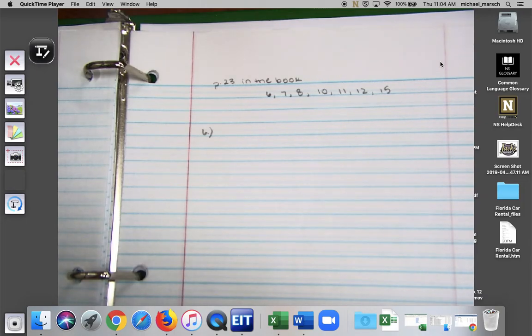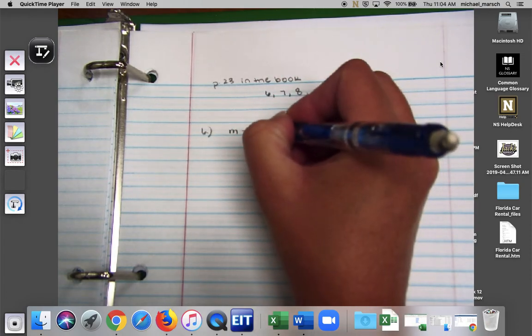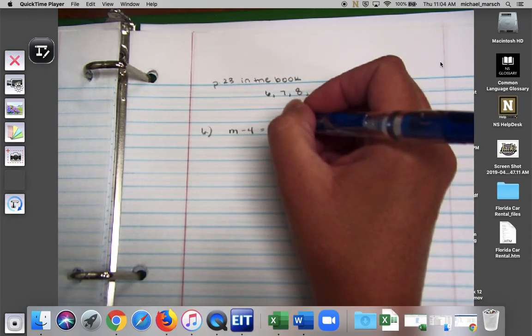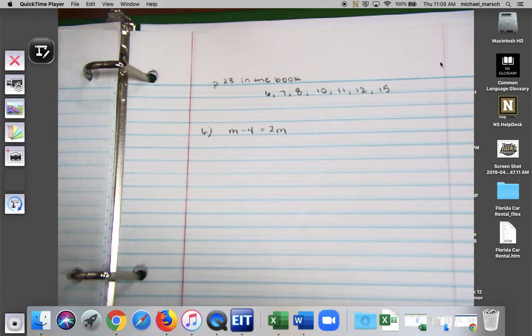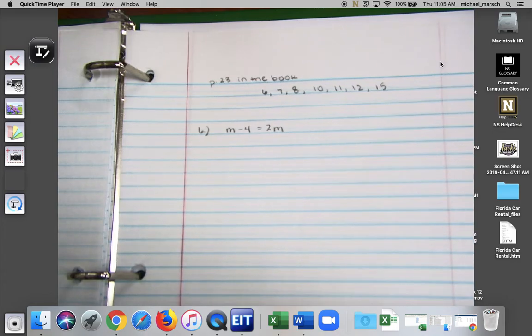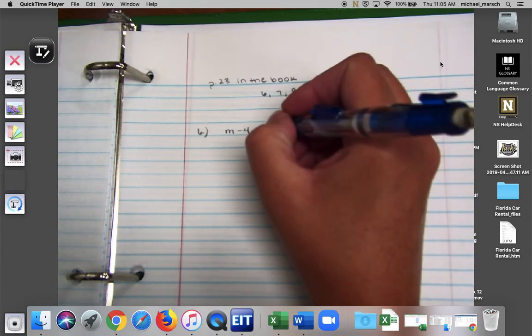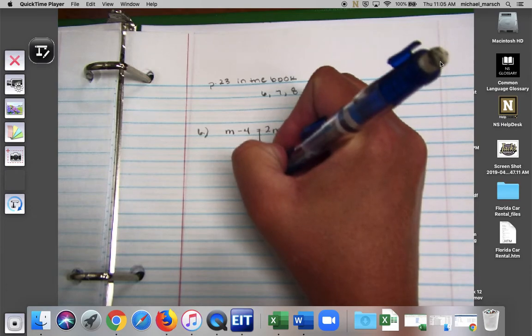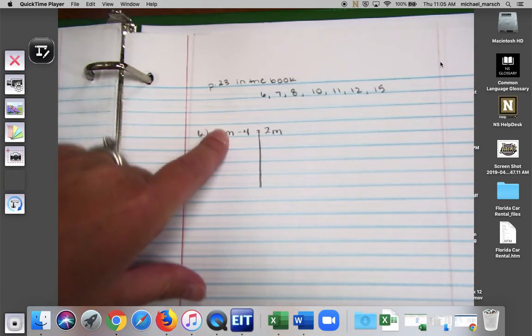What is it, Marissa? M minus 4 equals 2. Is it M or N? M. Okay. So here's our first equation. Everybody should have this written on their page. Okay. So I'm going to draw my wall of equality. Someone tell me what's hiding in front of this M right here?